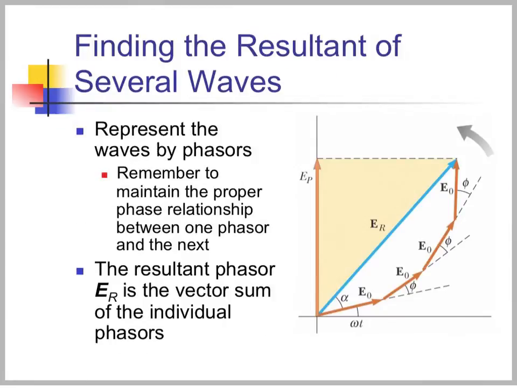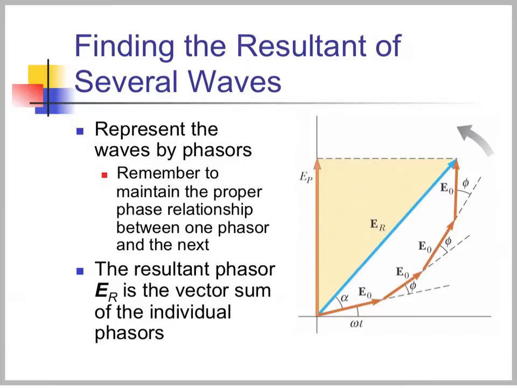Now with phasors, I can find the resultant of several waves. So I have 4 different waves that are all out of phase with each other by a factor of phi. Say I have 4 slits. I can do this problem just as easily using phasors. We just have to remember to maintain the proper phase relationship between one phasor and the next.